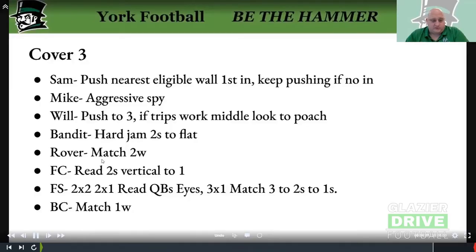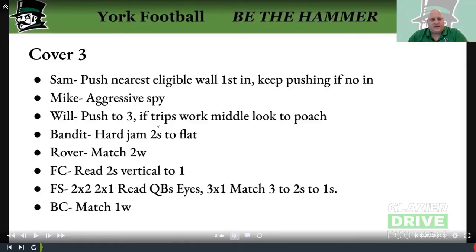Cover 3 rules. Okay, so our base Cover 3, we're zoned to the field, matched to the boundary. Our rover is our boundary. He's matching 2 weak. Our boundary corner is matching 1 weak. Our field corner is zone. He's reading 2 strong vertical. If 2 strong goes vertical, he has to split 1 and 2. If 2 strong goes away, his eyes can go to 1.